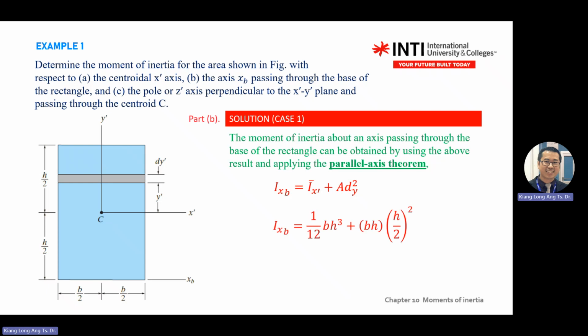For the first part, I bar x prime, if you don't understand, you refer to the previous slides. This one you derive from part A. Second part, the area of this whole thing is b multiplied by h. And the d squared is from the perpendicular distance from the axis, which is h divided by 2. You rearrange the equation and you will get 1/3 b h cubed.